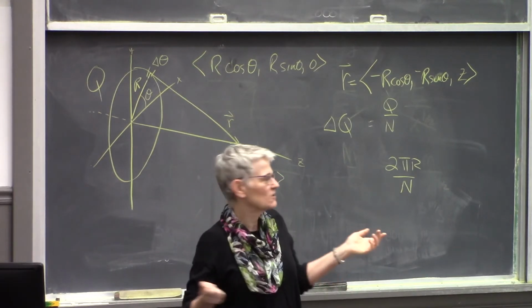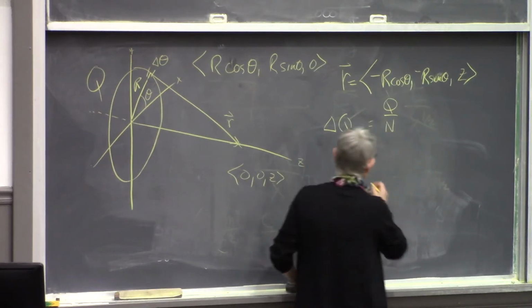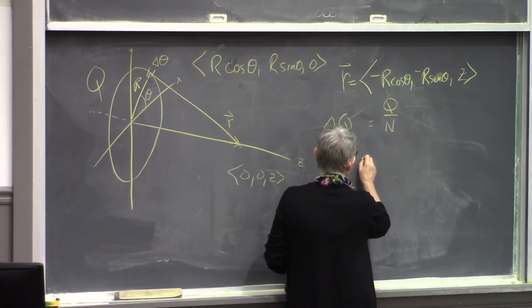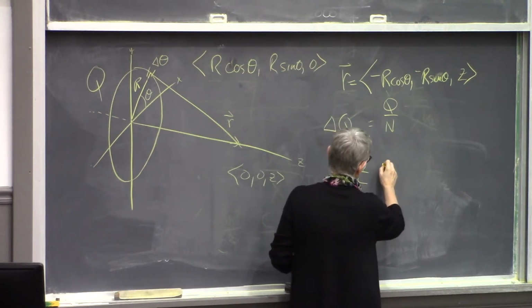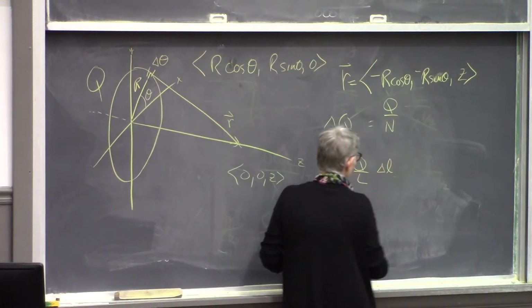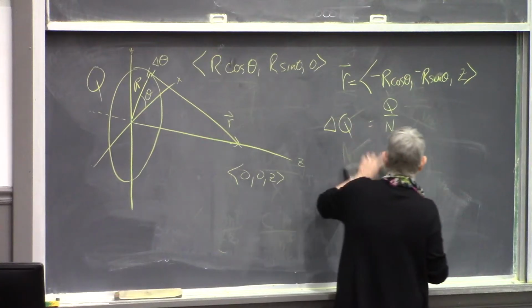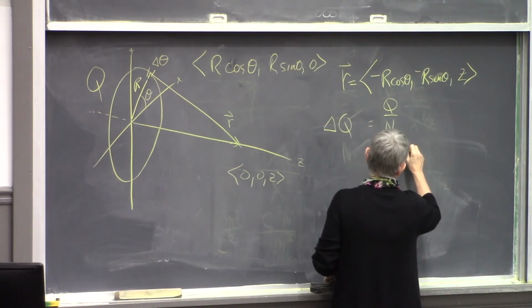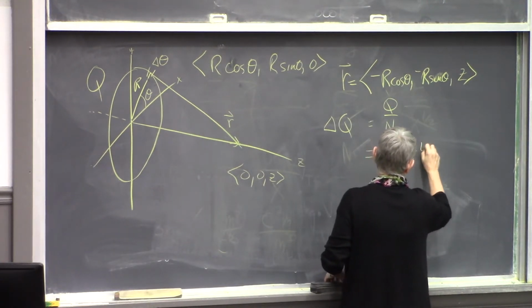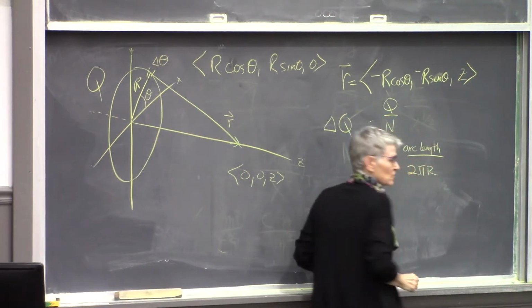Well, there are two standard ways to think about it. One is the charge per unit length times the length of this piece. So we could say this is going to be equal to Q times the arc length of our little piece divided by the circumference, right?